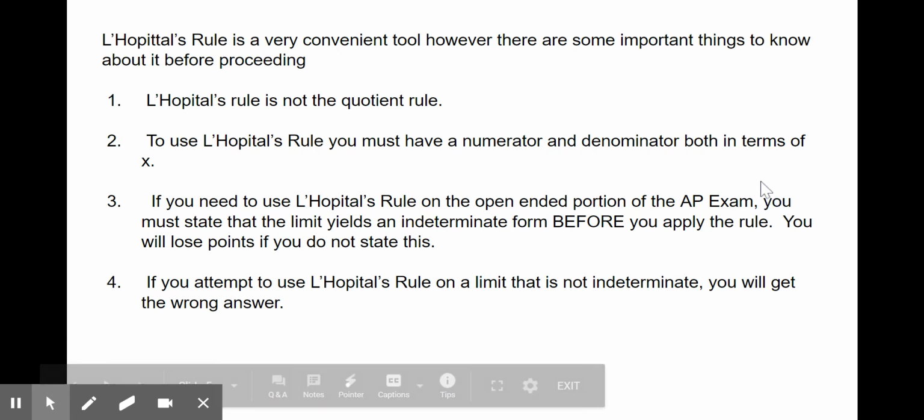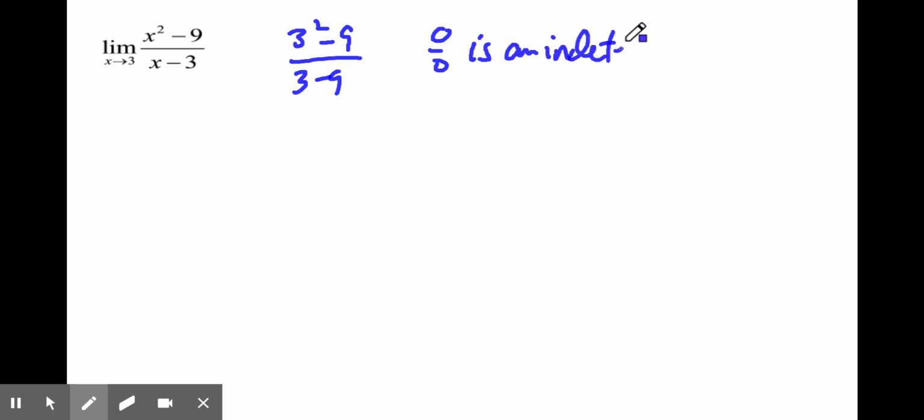All right, so let's get started. Let's see how this works. So we're going to take the limit that we calculated earlier, and we're going to calculate it with L'Hopital's rule. All right, we did this one earlier using WWA1KD from Chapter 1. So the first thing I would do is substitute 3 in, and if I do, I get 3 squared minus 9 over 3 minus 3. So this is going to be 0 over 0. 0 over 0 is an indeterminate form. So L'Hopital's rule applies.